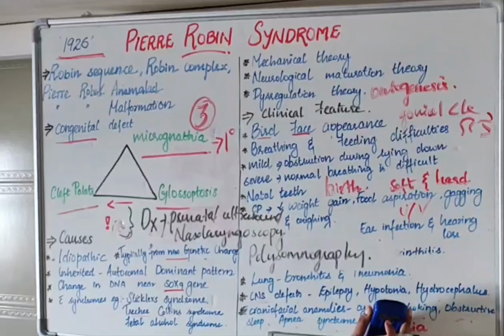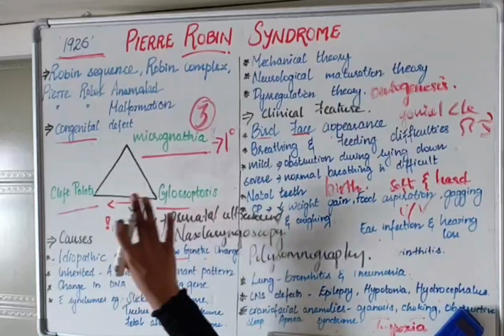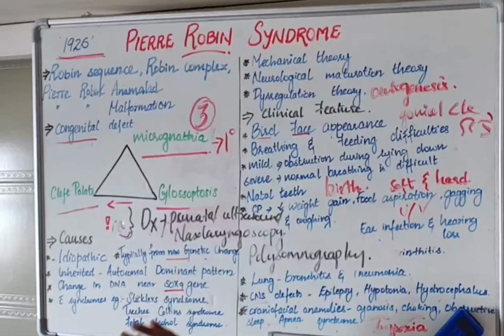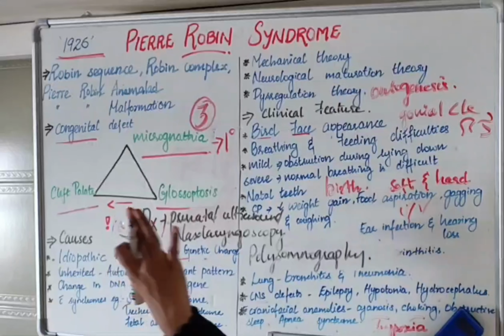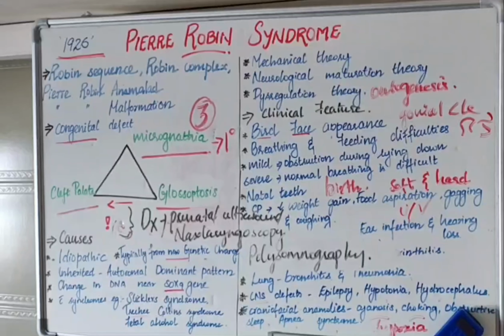Next, treatment. Of course, many parts, symptoms and signs are there, so you're not going to be treating just one thing. You have to treat everything. So a multidisciplinary approach is important for treating Pierre Robin syndrome. The first thing we have to take most care of is feeding and breathing.